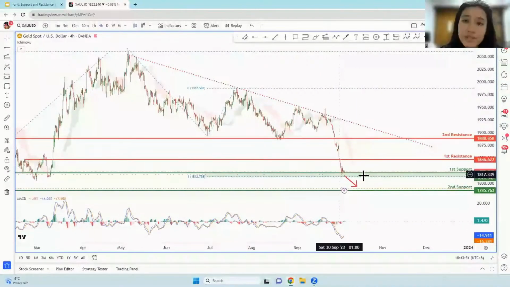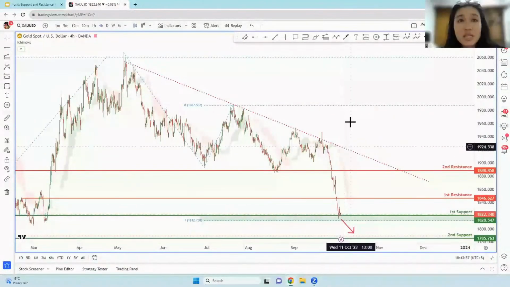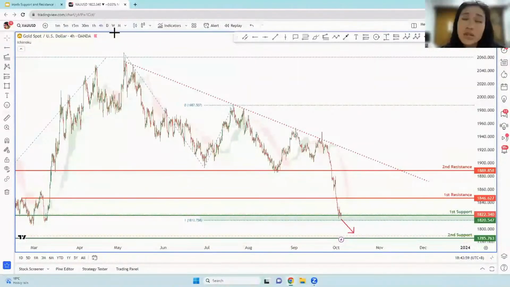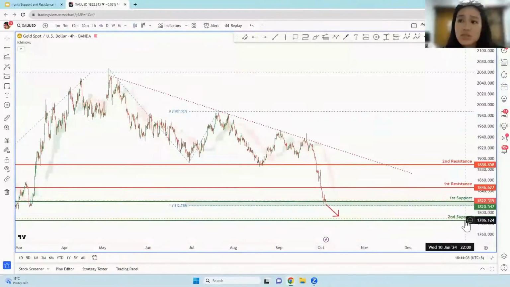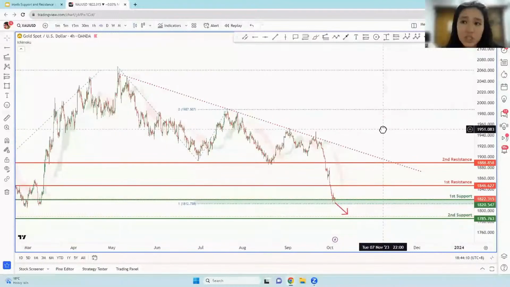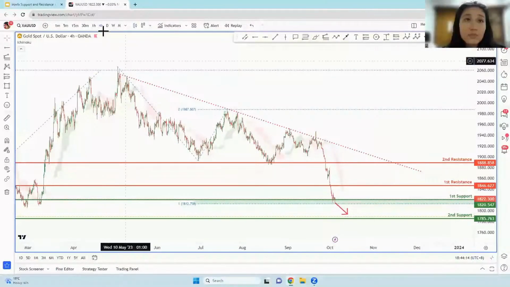So we're still seeing price test this level, but because of the downtrend from this descending trend line, we saw on the daily and weekly time frames that price is still pretty bearish on those time frames as well. So we can expect price to continue to drop towards the second support because of all the downward pressure. Okay, but for now, it is still testing our first support.